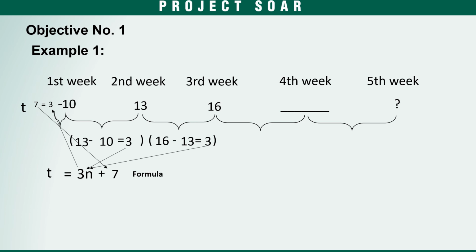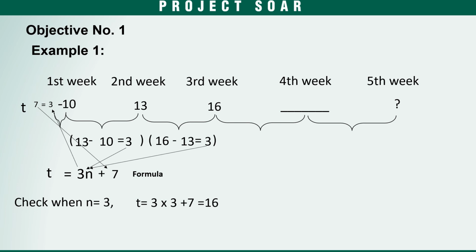So, here is the formula. T is equal to 3n plus 7. Let us check now. n is equal to 3. That represents the 3rd week. So, the formula is T equal to 3n plus 7.